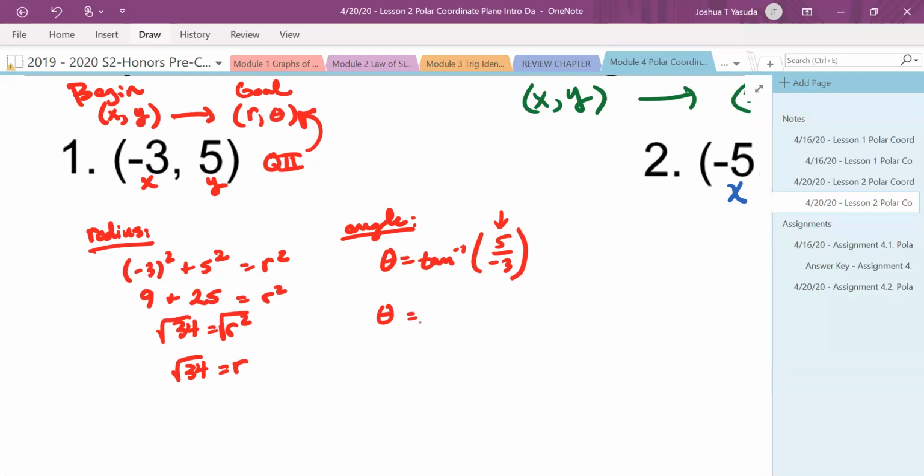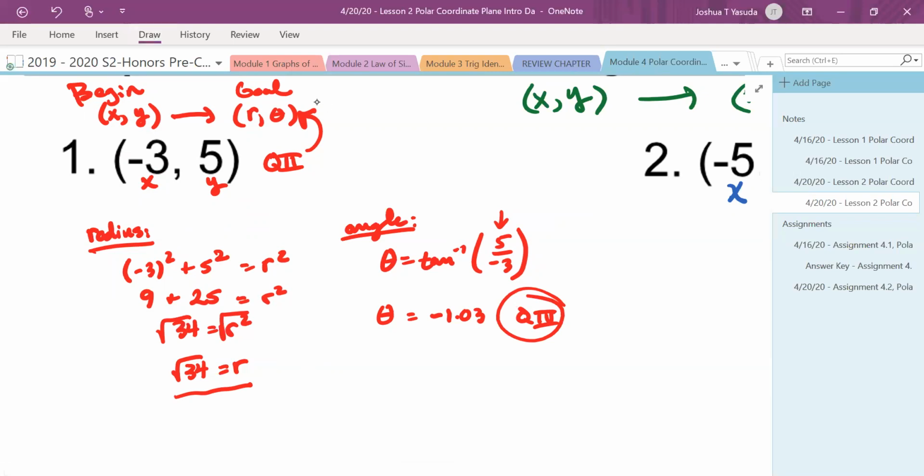I'm in radians. So I'm going to do inverse tangent of -5/3, and I get -1.03. Okay, so that's in quadrant 4. And so think about this. This is in quadrant 4, and we're saying that the radius is positive. So if you're in quadrant 4 and the radius is positive, it's going to stay in quadrant 4.